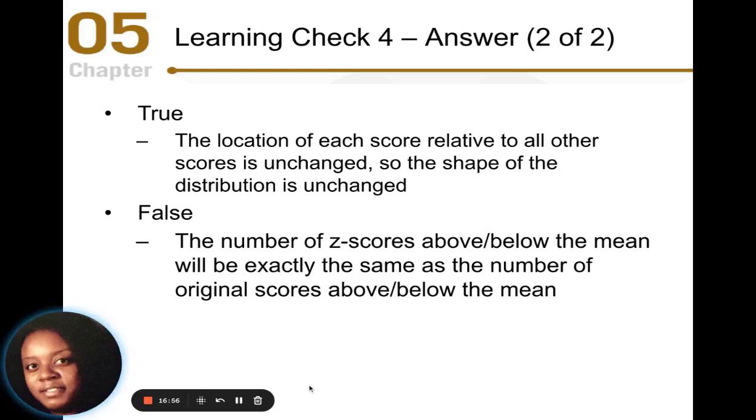So that is everything that I had to tell you about z-scores, and I hope that has helped in your understanding of them.